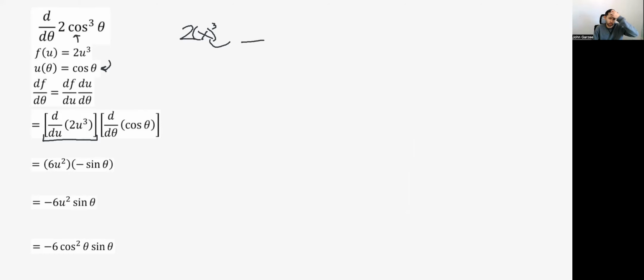So first, we're going to take the derivative of this, 2u cubed. You bring down the power of 3, it's going to be 3 times 2, and you get 6. And then your new power for u is going to be 2, 1 less than 3, right? So that's this part. Next, we're going to take the derivative of cosine. And if you remember, the derivative of cosine is equal to negative sine. So that's this part. And then when you combine them, you get negative 6u squared sine. And then when you substitute back in for u, cosine, you're going to get negative 6 cosine squared theta sine theta.